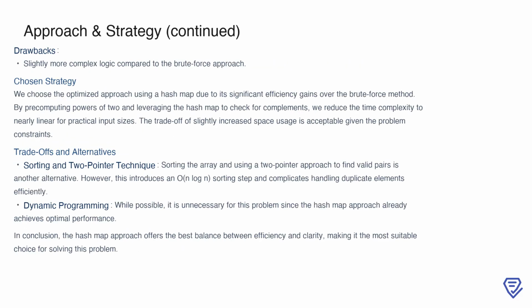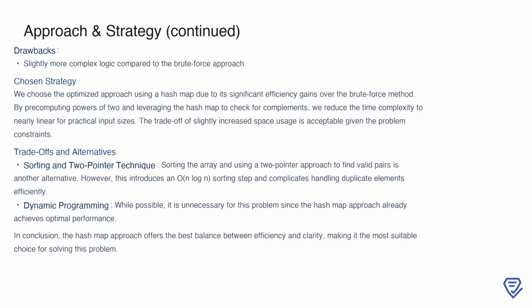While the optimized hash map approach is more complex than the brute force method, its efficiency makes it the preferred strategy for this problem. By pre-computing powers of 2 and dynamically checking for complements using a hash map, we achieve near-linear performance for practical input sizes. The trade-off is a slight increase in space usage, which is acceptable given the constraints.